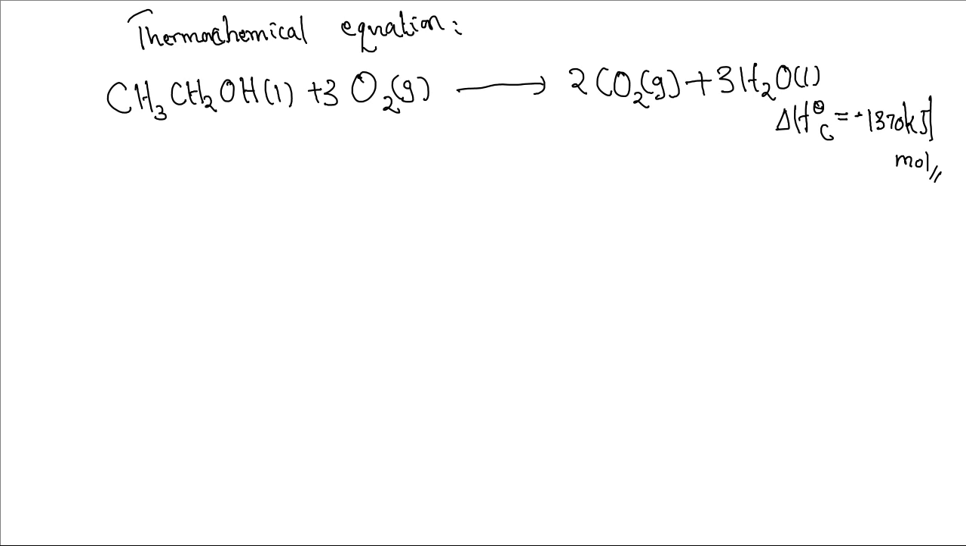Now, from the above thermochemical equation, heat is evolved when ethanol is burned in oxygen gas. So this change is referred to as an exothermic reaction. There is a release of heat which can be represented in an energy level diagram as shown below. So let's have our energy level diagram.